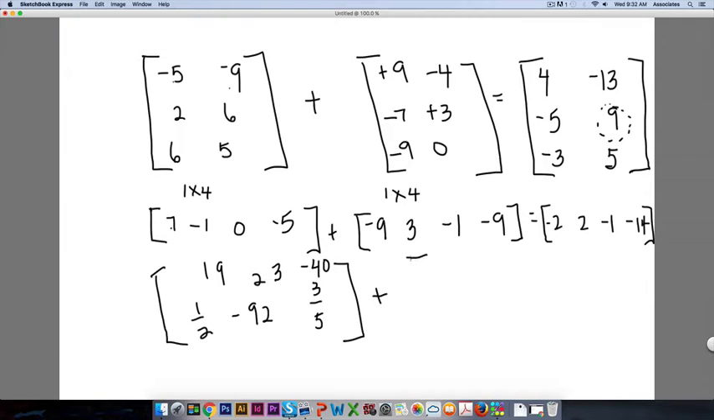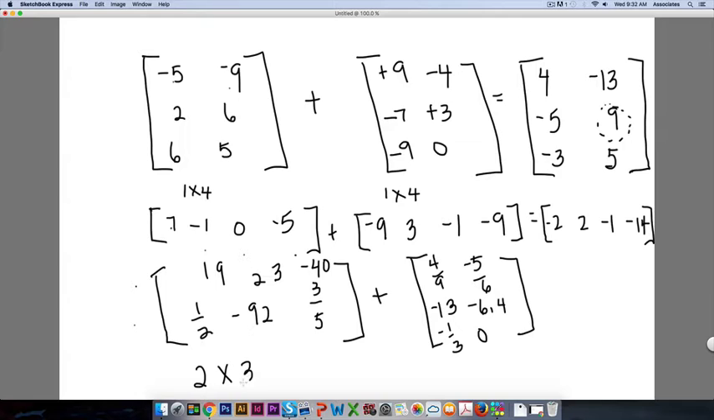And I wanted to add to that 4/9, negative 5/6, negative 13, negative 6.4. The last row is negative 1/3 and 0. Please don't freak out because you have fractions in here. Let's see the size of this matrix. The dimension of this matrix is 2 rows and 3 columns. So it's a 2 by 3. This one has 3 rows by 2 columns.